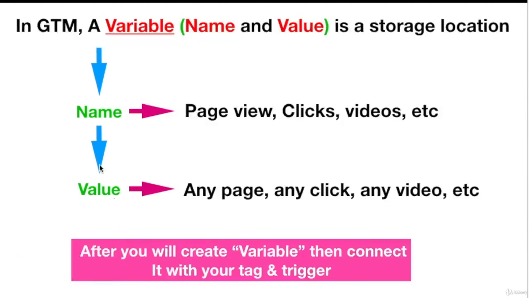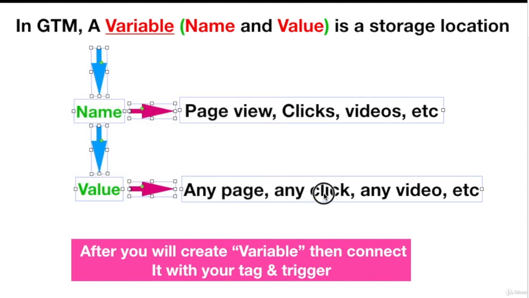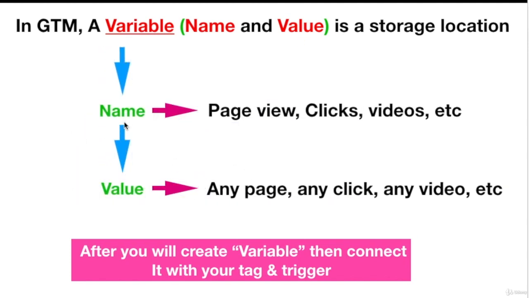Now let's understand it in terms of GTM. In GTM, a variable is again the same. A variable consists of a name and a value. A variable is a storage location, and it contains one name as well as a value. That name can be anything, and the value of that name is the value.